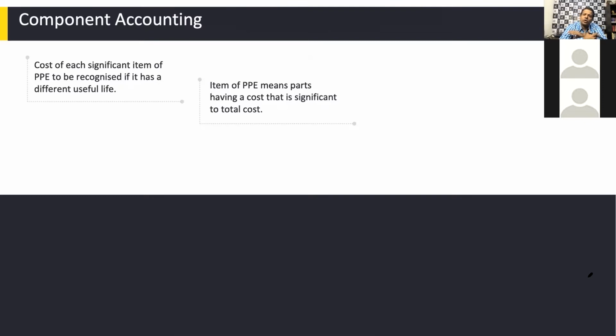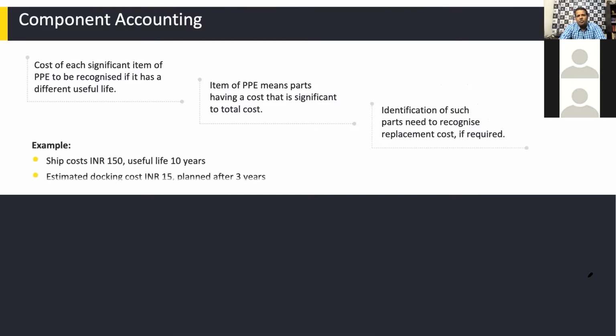So we have to look at the cost of each significant item. The standard suggests that we don't need to look at it from the perspective of every nut and bolt. We have to look at the cost of each significant item, meaning parts having a cost that is significant to the total cost in relation to that particular asset. Identification of such a part needs to be recognized as replacement cost if required. So if you were to change it, then we have to again deal with that appropriately.